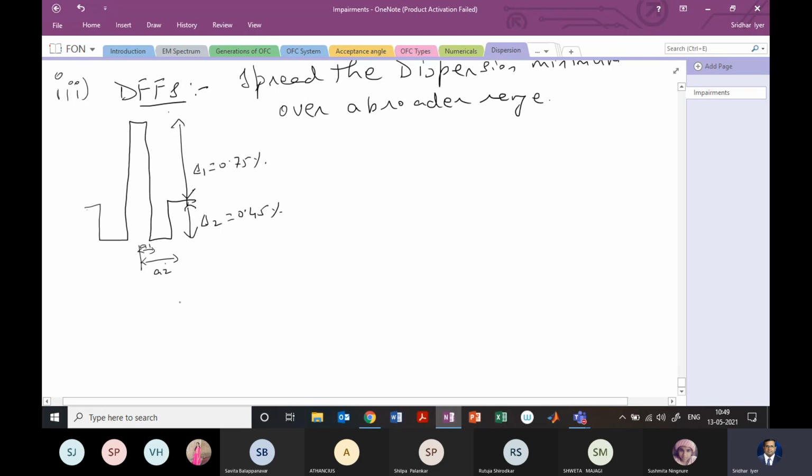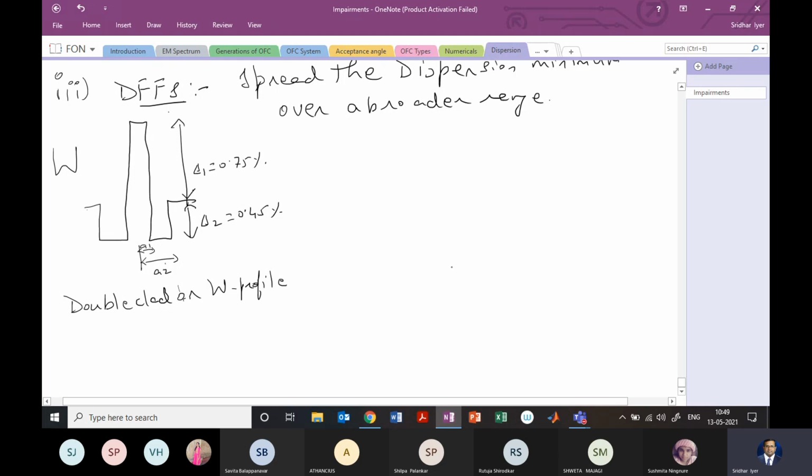So this kind of a profile is known as double clad, because it has two claddings, or W profile, because it looks like a W. If you see this diagram which I've drawn, it looks like a W here. So that's why it's also called a W profile.